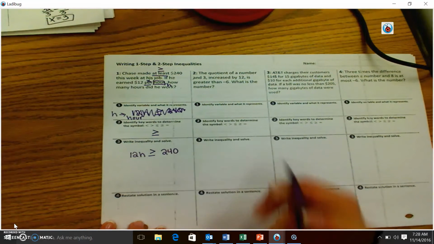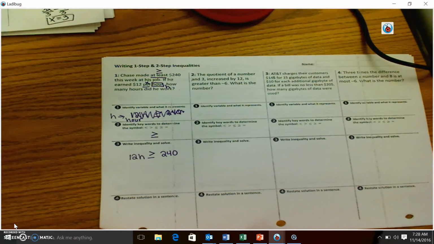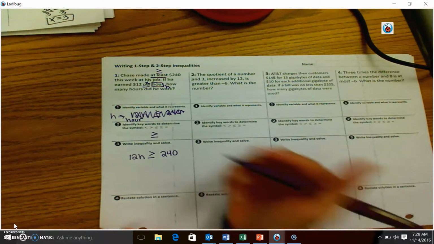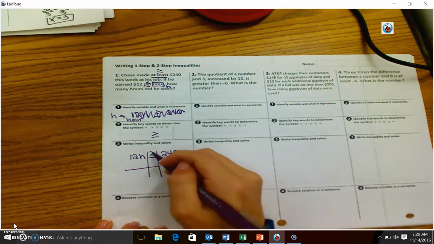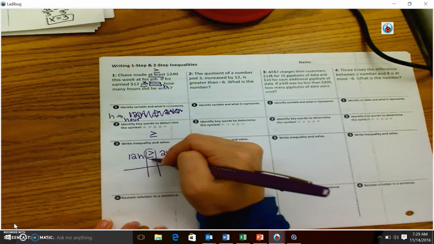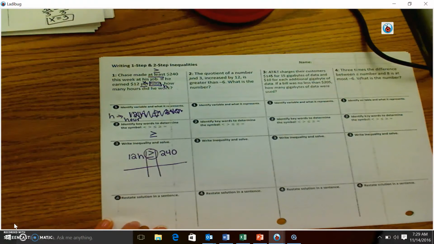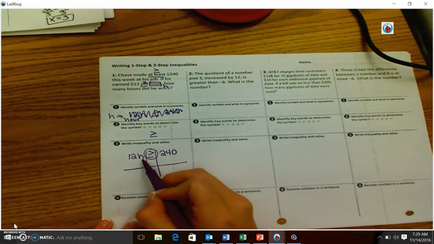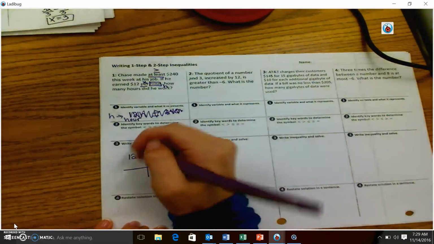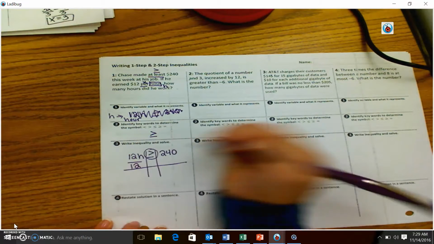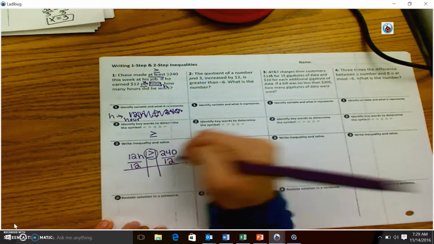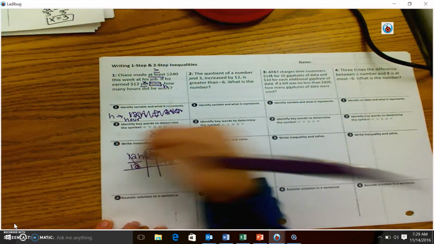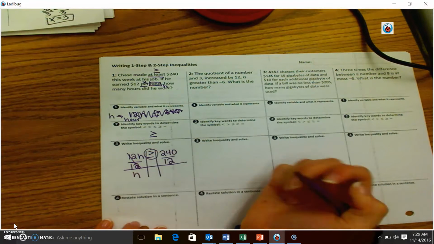Now we need to solve it. Remember, inequalities, you solve it the same way as you solve one-step and multi-step equations. So you can make your little tracks, but do not put an equal sign because now instead of an equal sign, we have the greater than or equal to sign that's acting as our equal sign. Now, in order to isolate this variable h, we need to divide by 12. And whatever we do to one side, we need to do to the other. That cancels out and h is left.